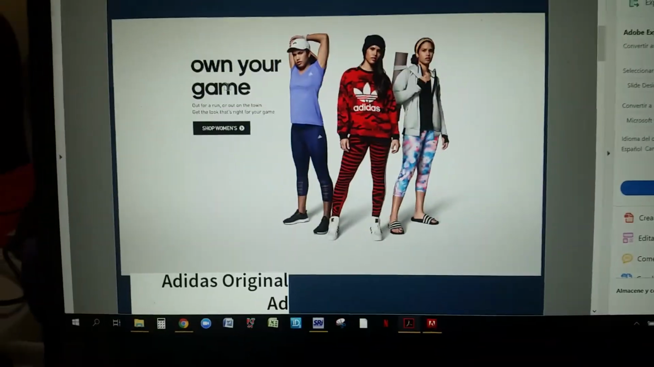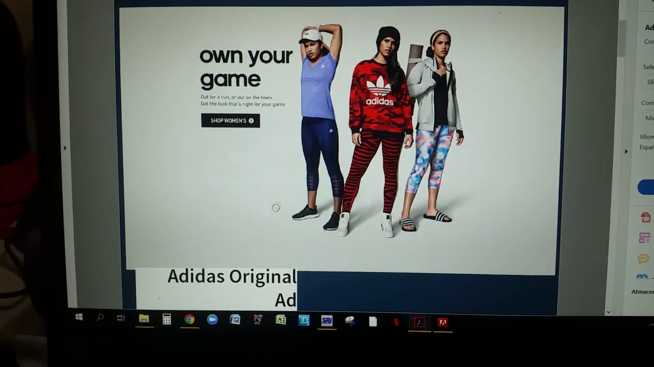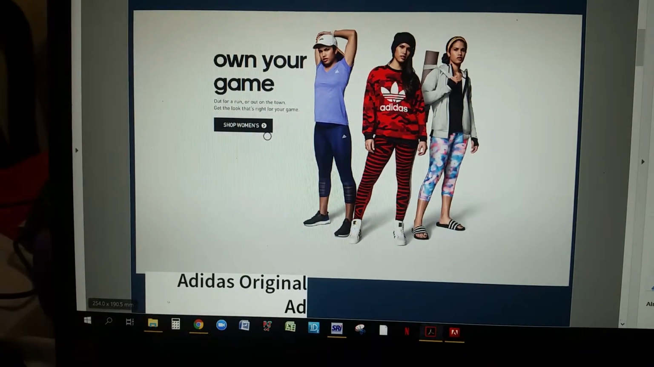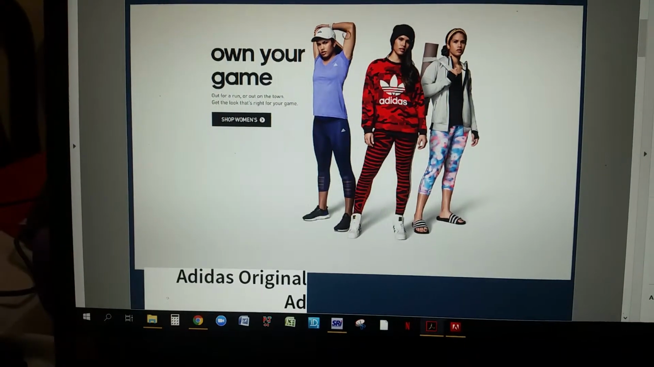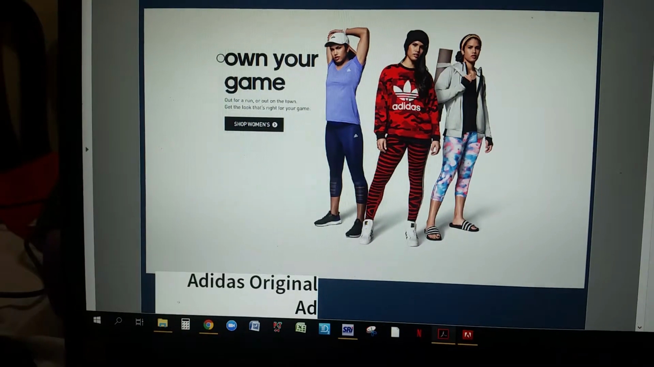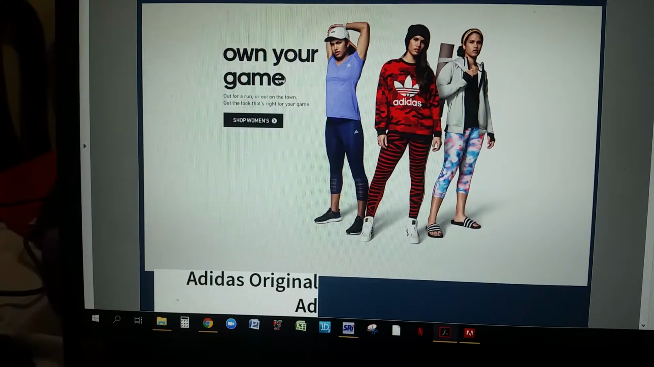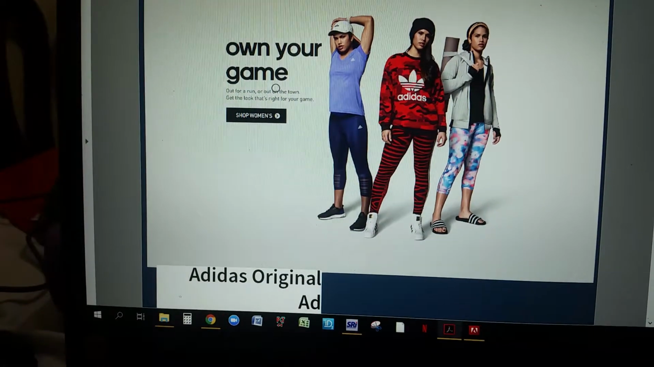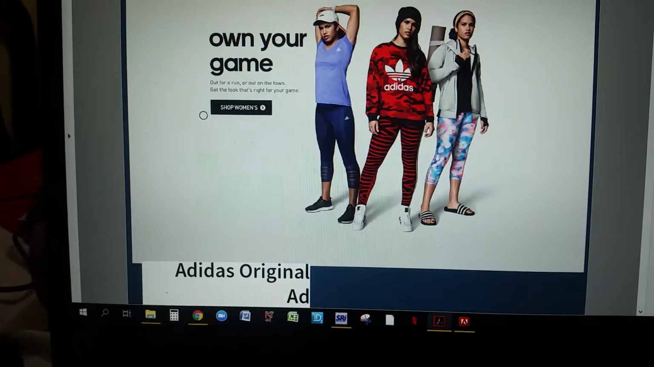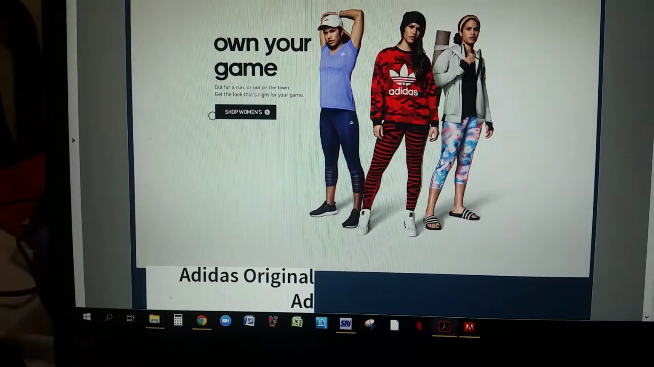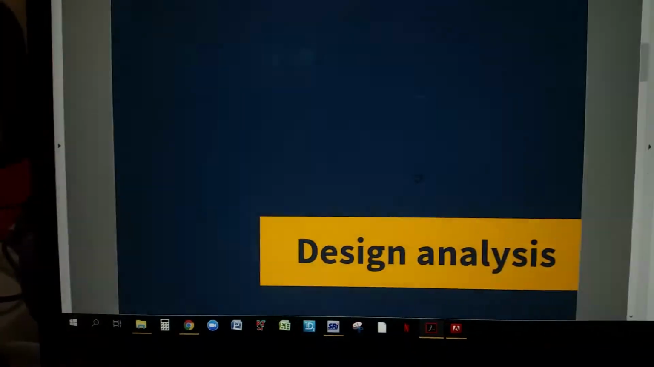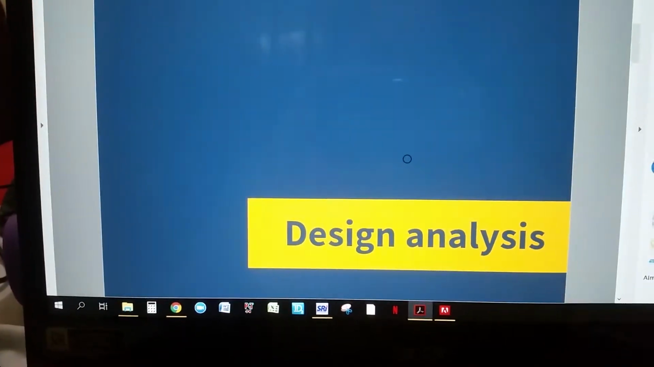First of all, this is the ad, and it's from ADIDAS, and it shows three girls and the phrase "own your game." I love this phrase, "own your game." And it says "shop women's."